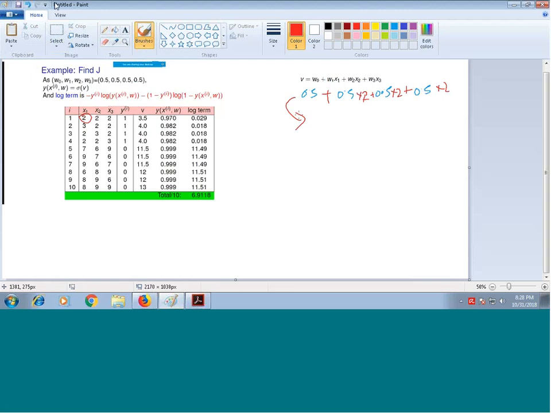Can you find out? Nobody can find out. 3.5. All right, it is 3.5. So it is written over here. Similarly, you can find out all these values for each of them.